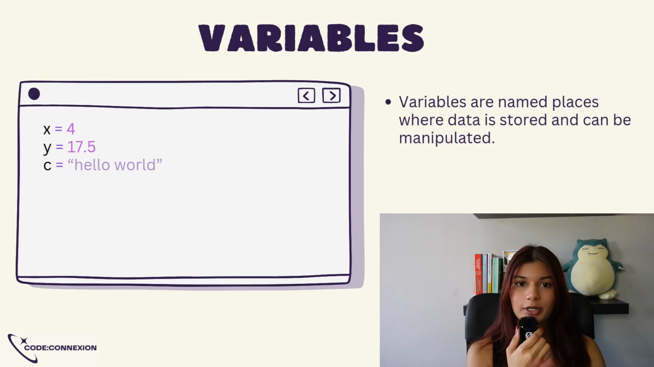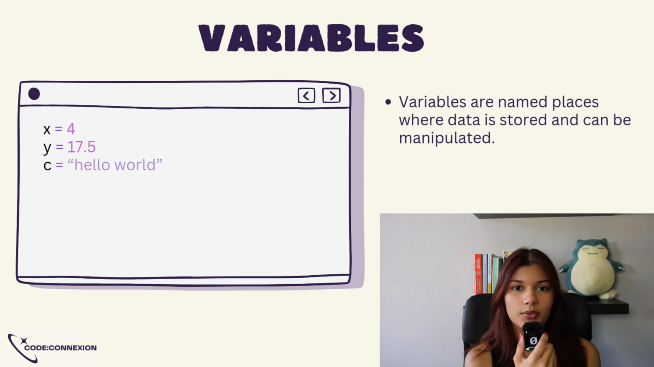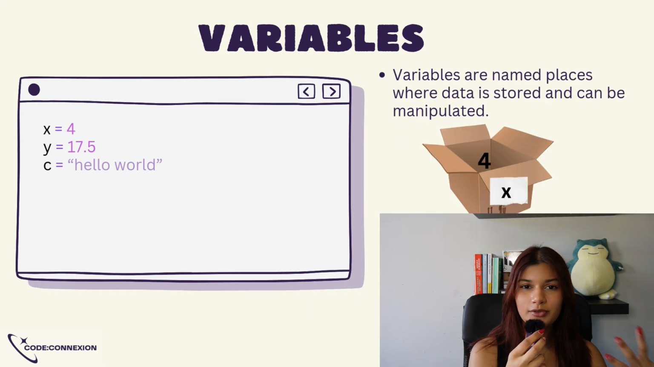First Code Connection YouTube video, today we're talking about variables. Variables are named locations in a computer's memory where data is stored and can be retrieved and manipulated. When we talk about data, we're talking about information. This can be things like sentences or numbers. You can think of variables as if they're a box that you're able to store something inside of.